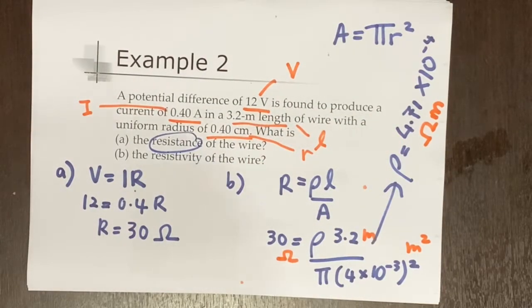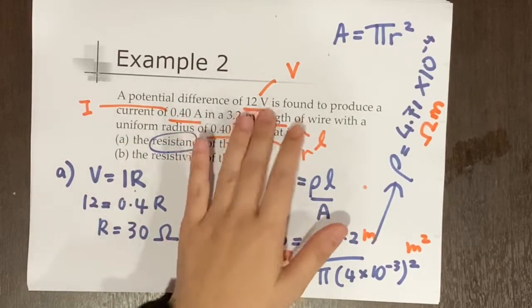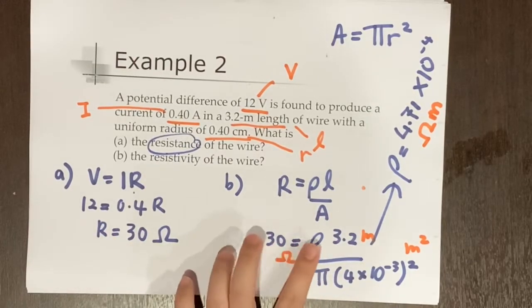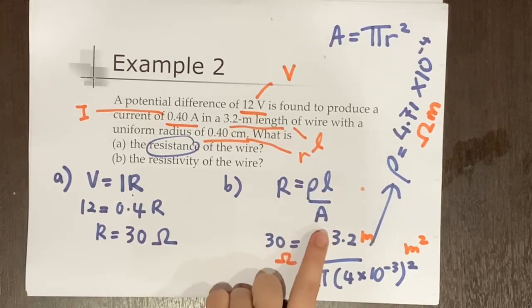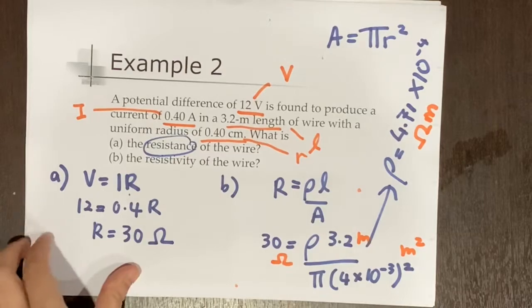Okay, it depends on the information given. If you are given V and I to find resistance, you just use this equation. To find resistivity, you already have the resistance here, and you are given length and radius, so area is pi r squared, so just substitute.